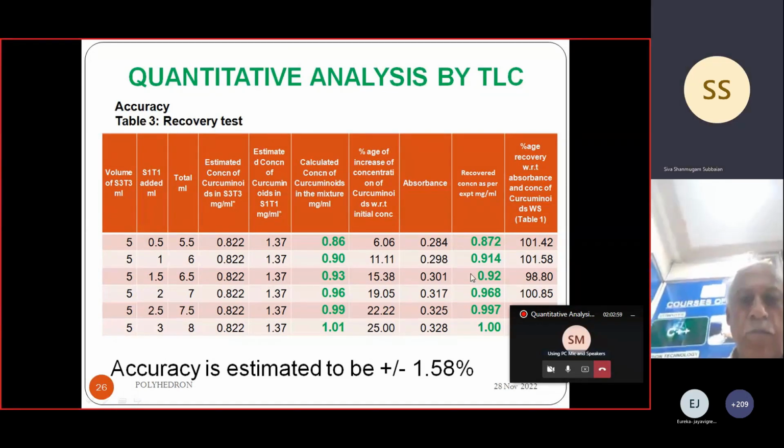So in the recovery test, I'm not explaining how we prepare the solution. The net result only I'm going to see.